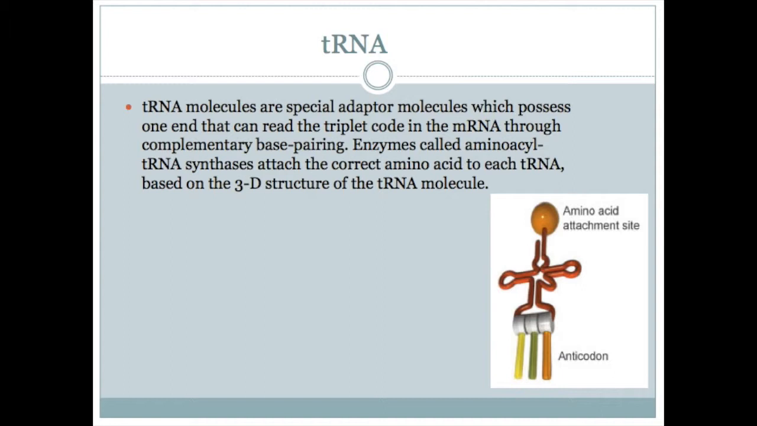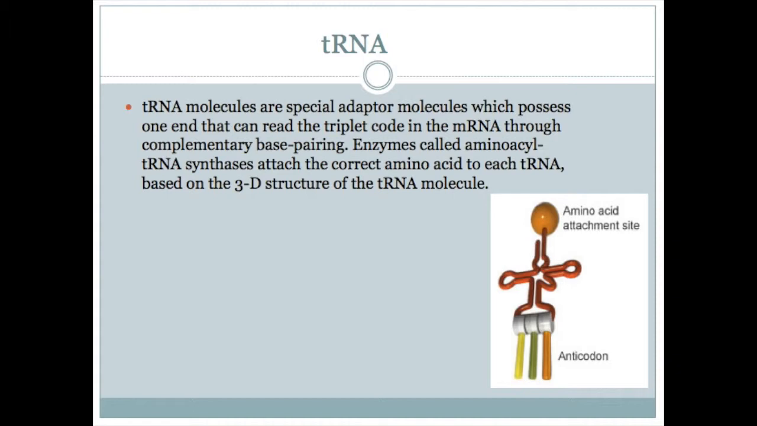tRNA molecules are special adapter molecules which possess one end that can read the triplet code in the mRNA through complementary base pairing. Enzymes called aminoacyl tRNA synthetases attach the correct amino acid to each tRNA based on the 3D structure of the tRNA molecule. Here is a diagram of the tRNA molecule containing anticodons to match the codons of the mRNA strand for a particular amino acid.